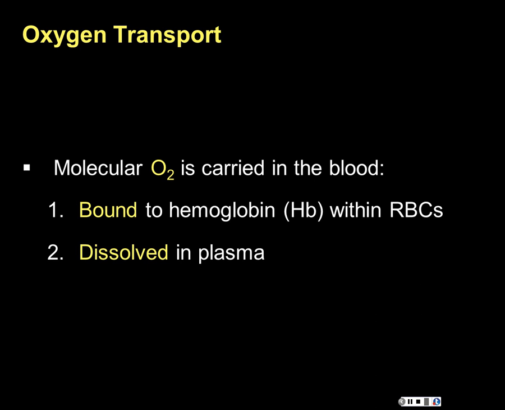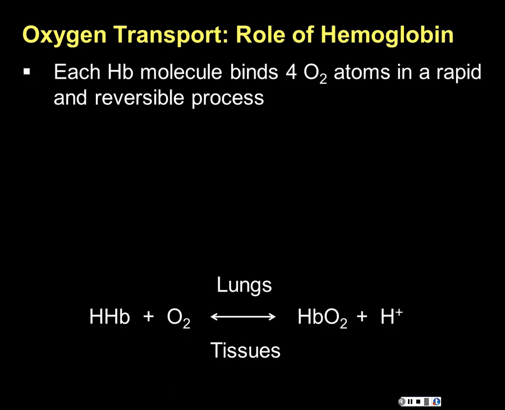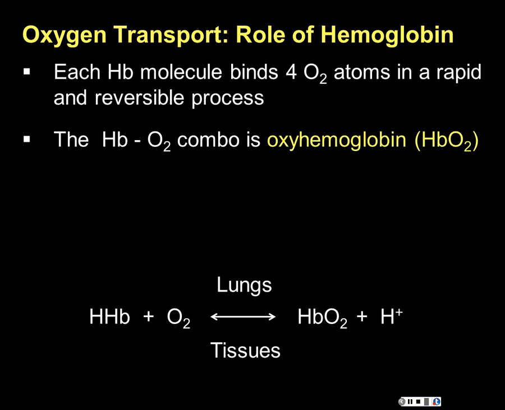It's not completely water repellent, if you will, so a small amount of oxygen can just go in the blood plasma, not bound to hemoglobin, and still be transported. So it doesn't have to always be bound to hemoglobin. If you remember, hemoglobin can carry up to 4 oxygen atoms, hopefully reversibly, meaning it binds and unbinds, lets it go. When hemoglobin is bound with oxygen, you can write HbO2, or you can call it oxyhemoglobin. That would be the proper term for that new molecule.